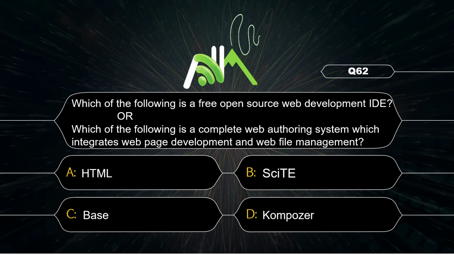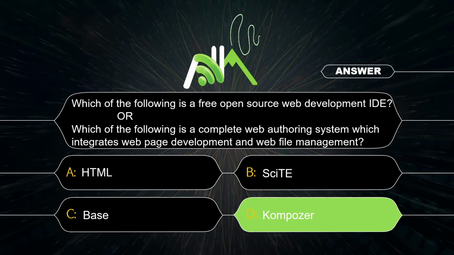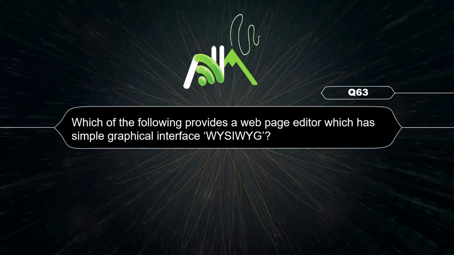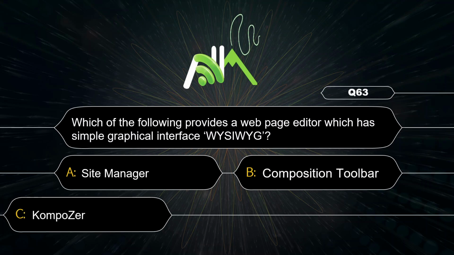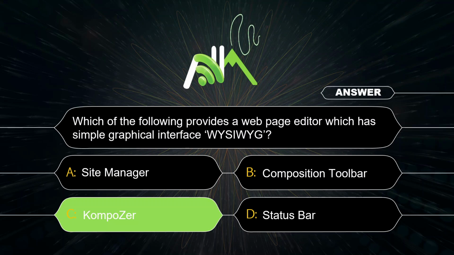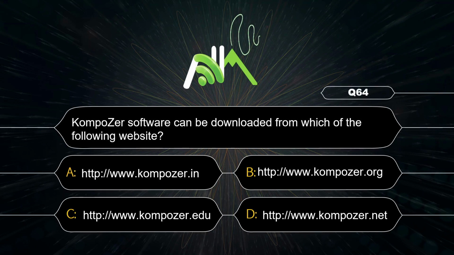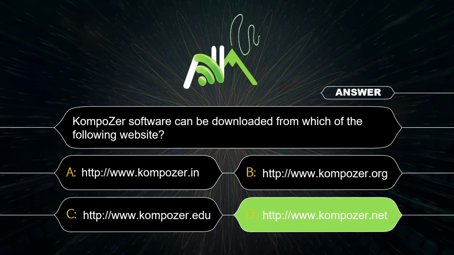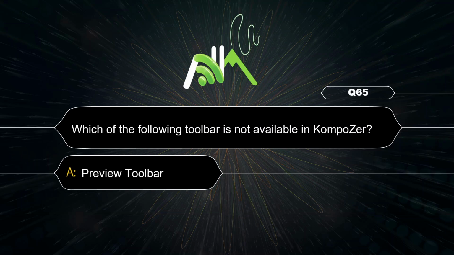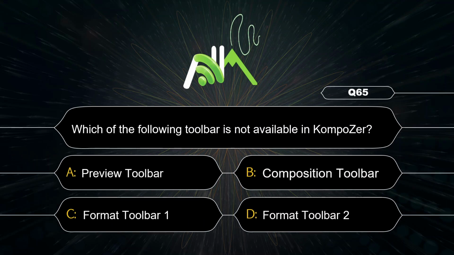Or the question can be like this: it provides facility to integrate web page development and web file management. The correct answer is Composer. An editor based on a simple graphical interface, what you see is what you get, in Composer. It can be downloaded from composer.net. Which toolbar is not available? Composition is there, formatting toolbar 1 is there, formatting toolbar 2 is there. So preview is not there.